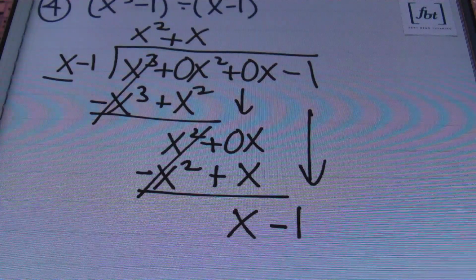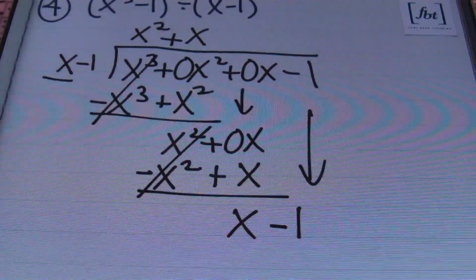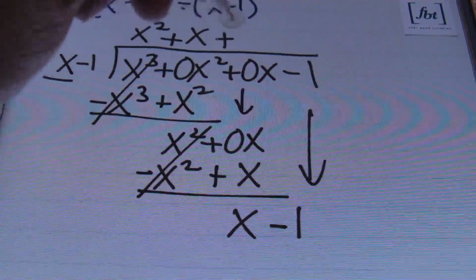All right. So how many times do I need to multiply x in order to get x? Exactly. One time, ladies and gentlemen.